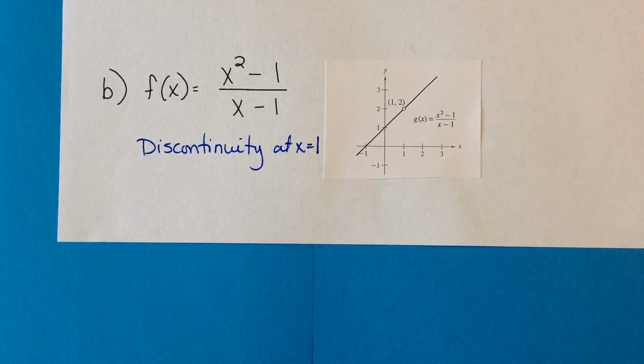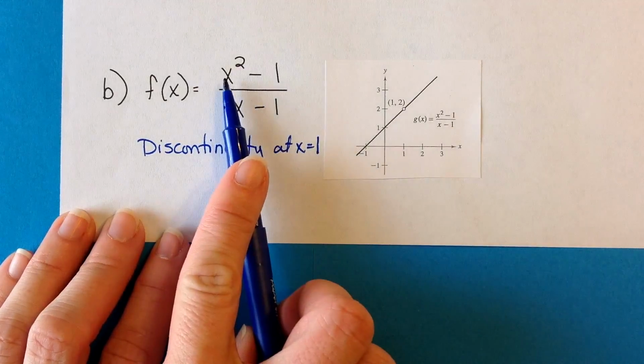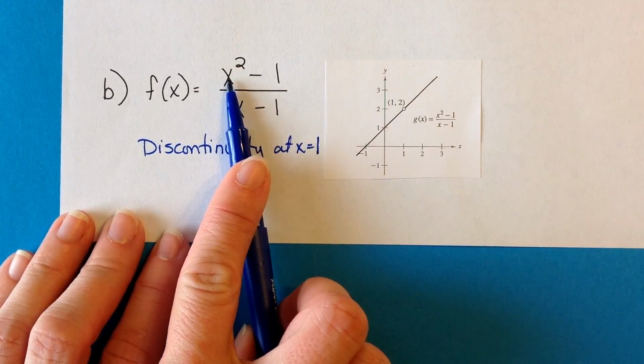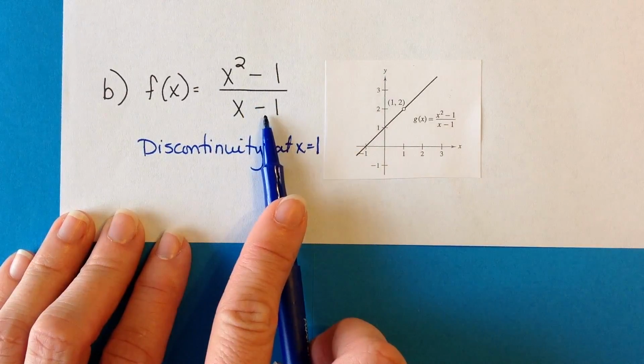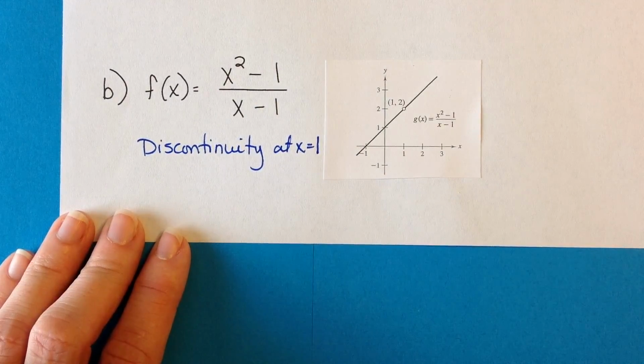But the other thing is, if you actually plug 1 in, of course we already know it makes the bottom equal 0, but if it also makes the top equal 0, you get 0 on top and bottom, that's actually going to let you know that it is a hole in the graph and not a vertical asymptote.